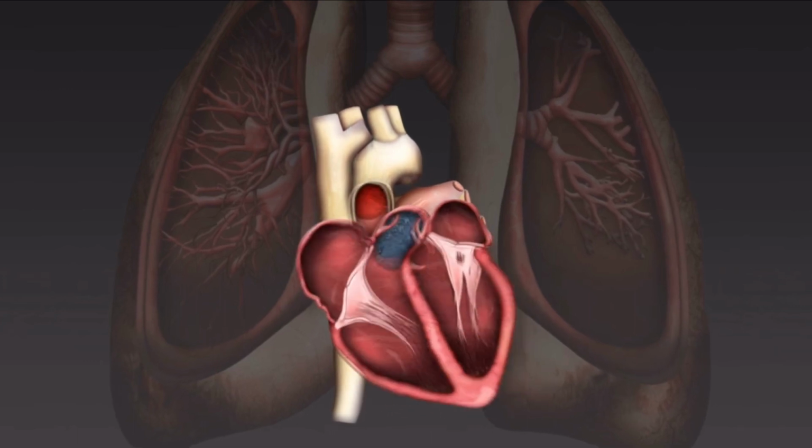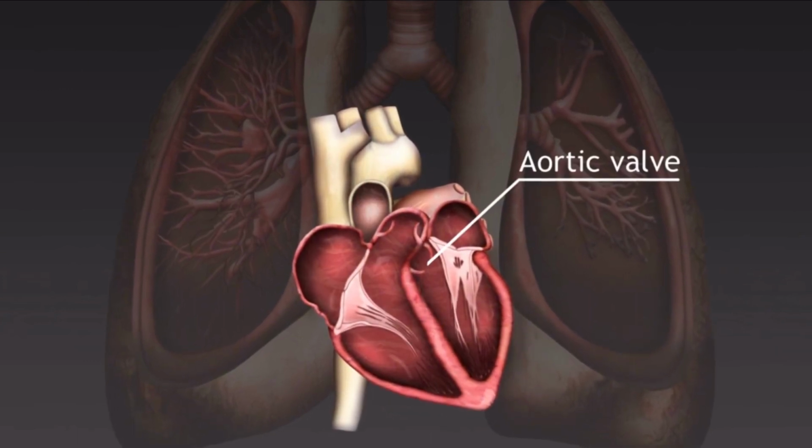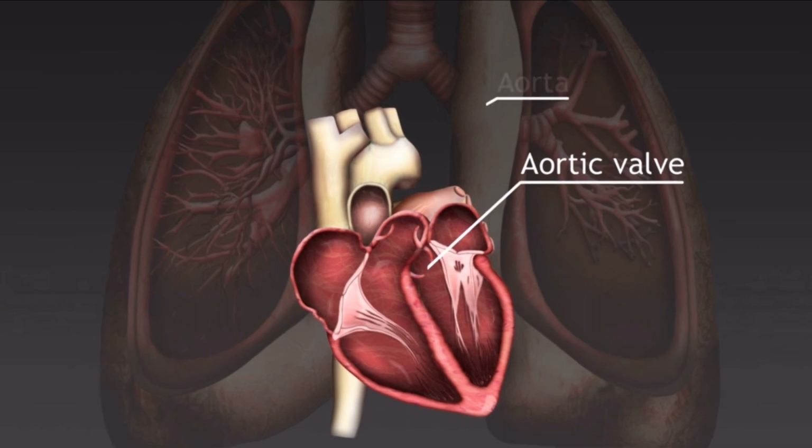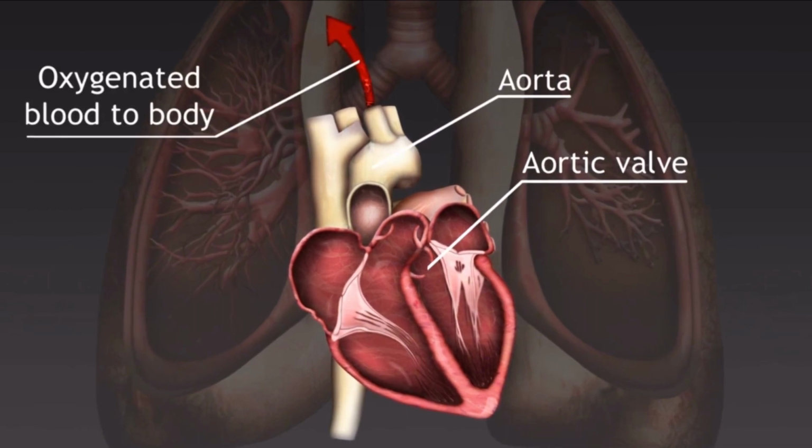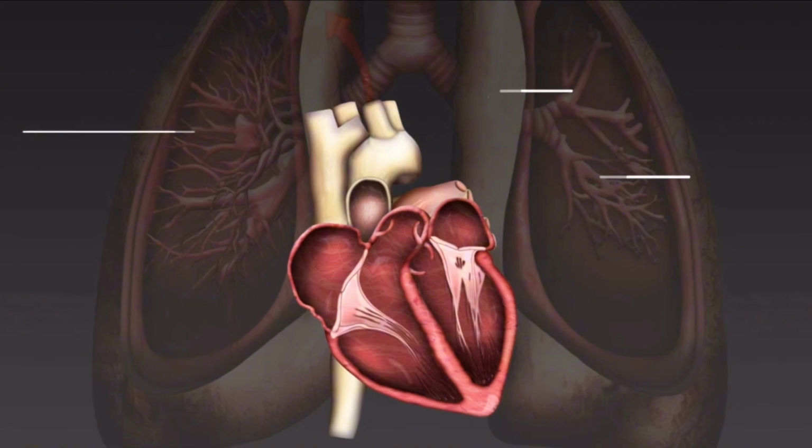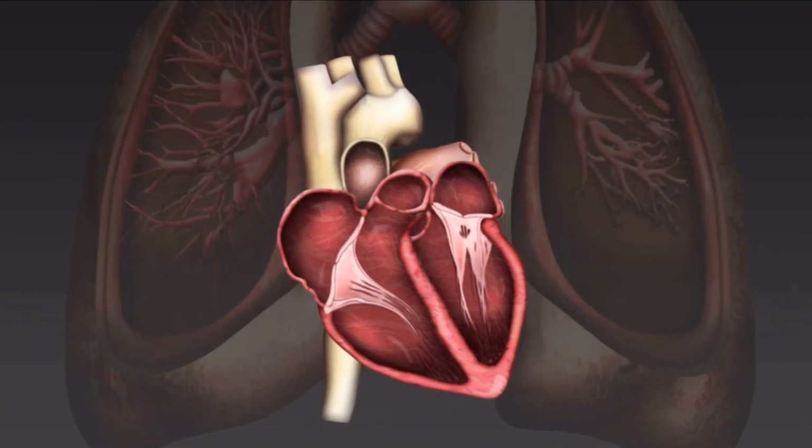Next, the left ventricle contracts, forcing the aortic valve to open, allowing blood to be pumped into the aorta, and from there around the body. The aortic valve closes to prevent blood flowing back into the left ventricle, and the left ventricle relaxes, ready to accept the next intake of blood. Cardiac cycle is now complete.